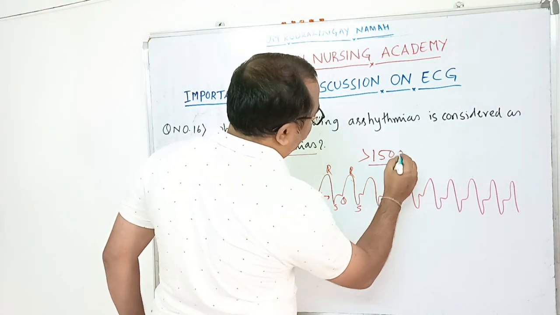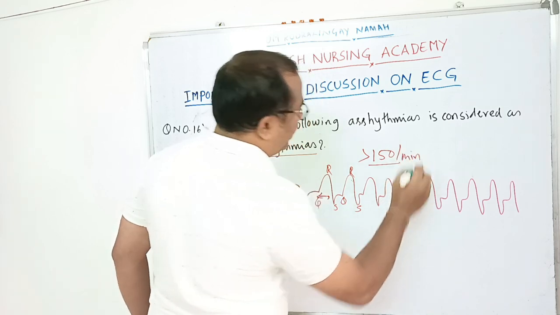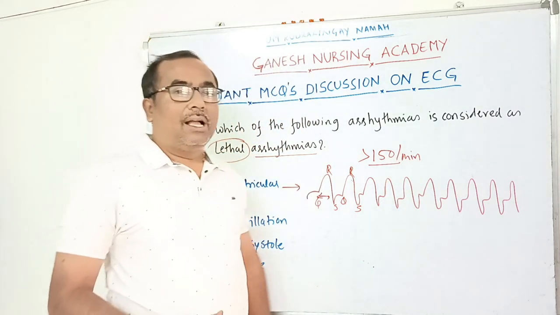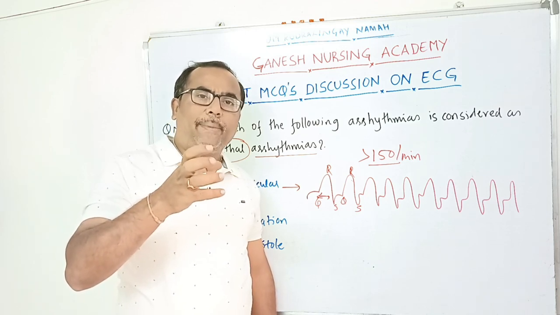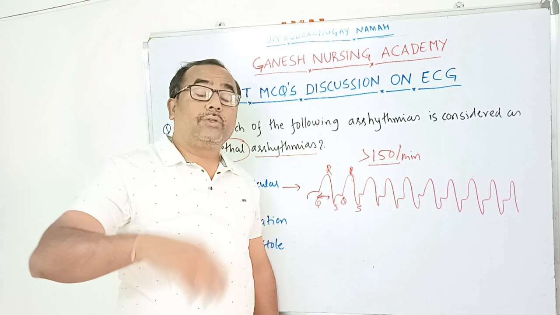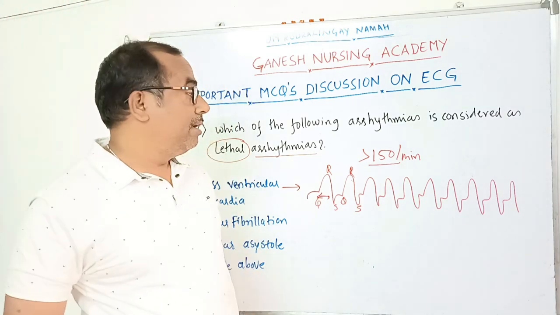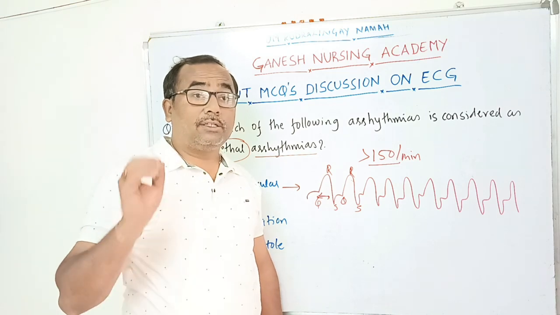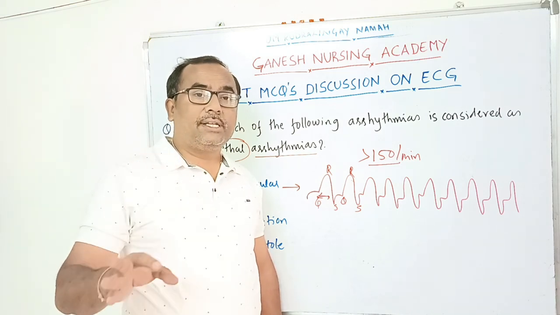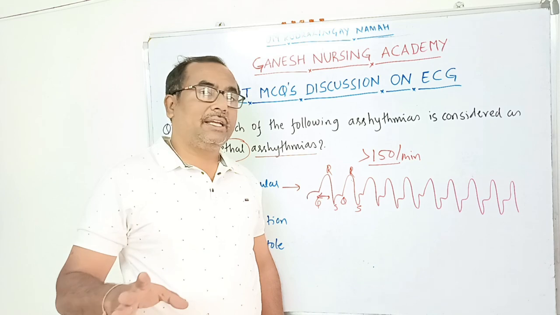Okay, pulse rate will be more than 150 per minute. And what is the status of heart? Heart is contracting very little here. Though the heart is contracting rapidly, it is contracting very little, so there is no proper output of blood from the left ventricle. Because of this, the patient may have sudden loss of consciousness, and a sudden cardiac arrest may follow.